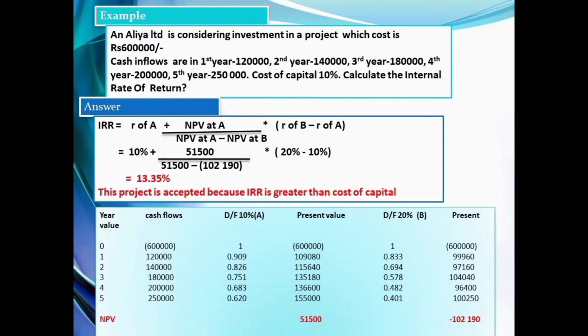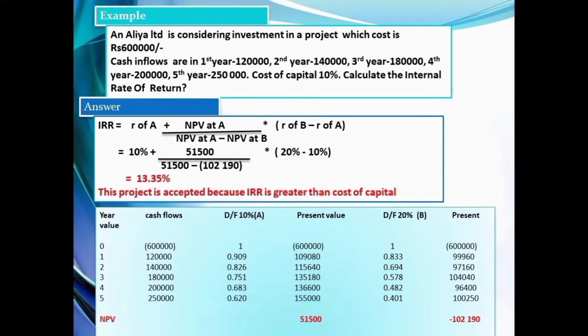Before we calculate IRR, we have to do some workings by drawing a chart with 6 columns. First column is year, second column cash flow, third column discounted factor, fourth column present value, fifth column is another discounted factor, and the last one is the present value of discounted factor B. Then we put year 0 to 5, then put cash flow. First one is negative because that is our cash outflow, others are positive because they are cash inflows. We get discounted factors at 10% and the present value by multiplying cash flow by discounted factor.